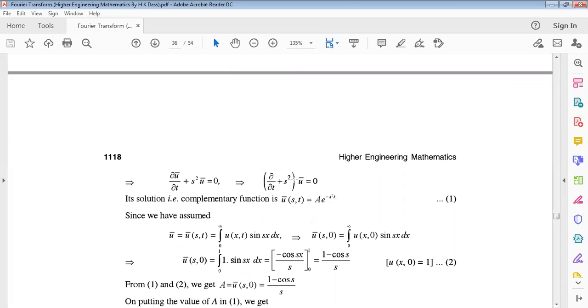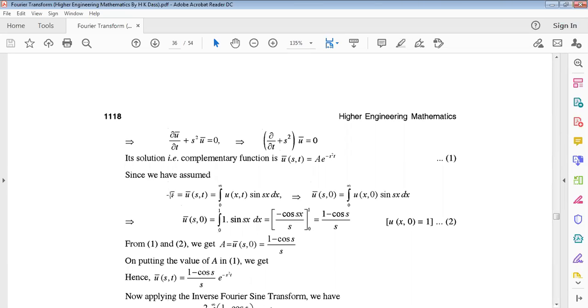This is the parameter s square, and it is m because m equals minus s square. This is why A times e to the power minus s square t will be the solution, equation number 1. Now we have assumed u bar st equals the integral from 0 to infinity of uxt sin sx dx, from the Fourier transform.